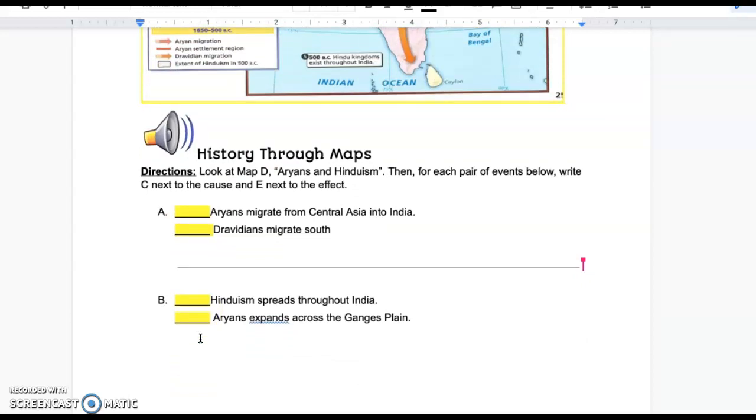Letter B. Hinduism spreads throughout India. Aryans expand across the Ganges Plain. Which of those is the cause? And you put a C. And which of those is the effect? And you put an E.